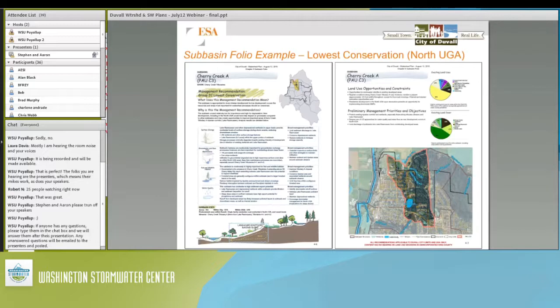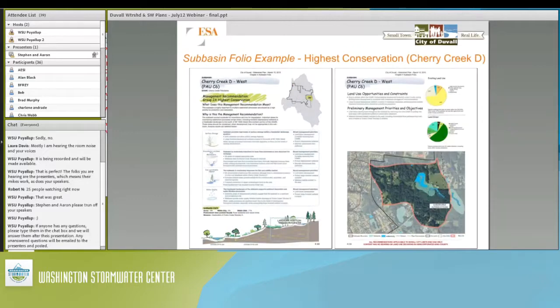So the whole eastern portion of this subbasin extends into North UGA, which is one of the primary areas where the city is anticipating development in the not so distant future. So setting up some pretty clear expectations as to how the resources that remain, the forest cover that remains in that area should be conserved, as sort of an integrated approach as that future development occurs.